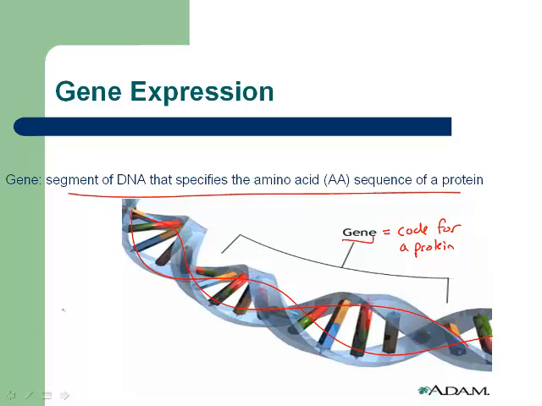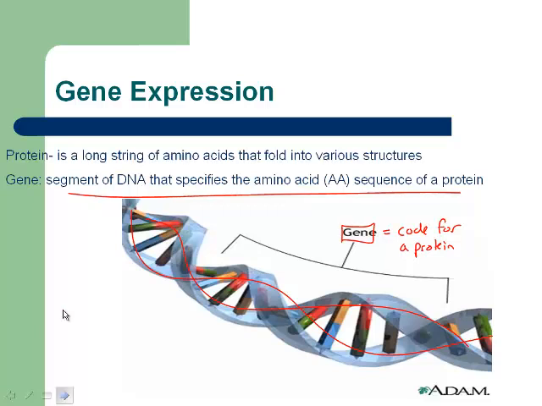So if that gene is turned on, like the light switch, it's going to start producing proteins. If it's not turned on, it won't be producing any proteins. And we'll see how that happens in a little bit. So what is a protein, now that we've learned a gene?